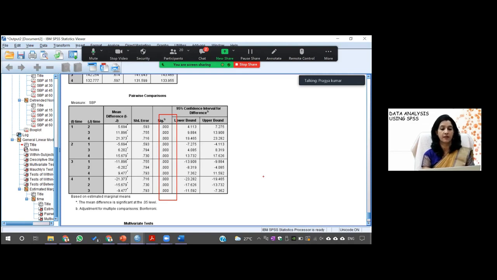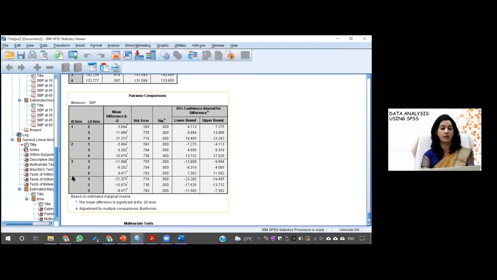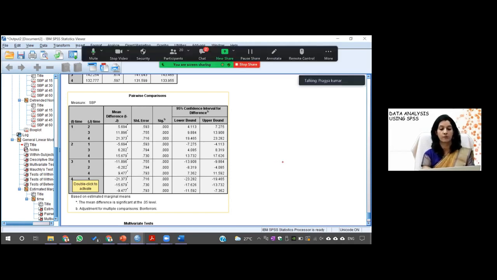significant, right? And this is the confidence interval, and this is the difference between the systolic blood pressure at two different points. That means it is the difference between 15 and 30, 15 and 45, and 15 and 60. Similarly, it is 30 and 15, 30 and 45, 30 and 60. So all these pairwise comparisons are there. But what I do, I go from the lower row because there I have this positive value. So I will take all four values in the lowermost row.